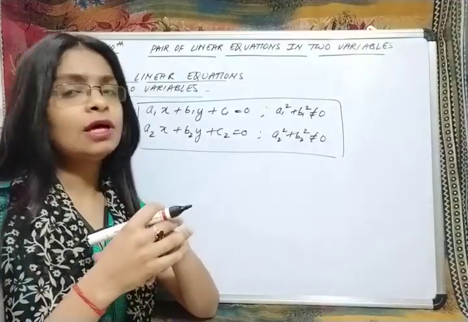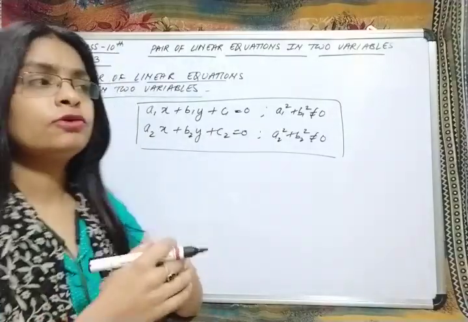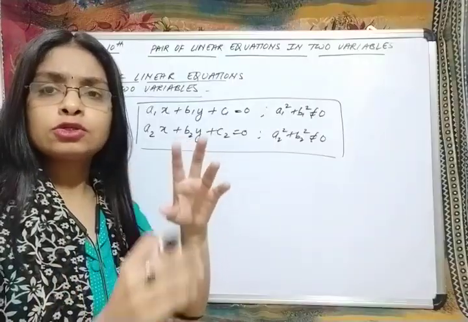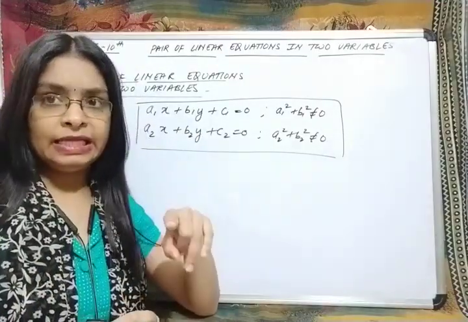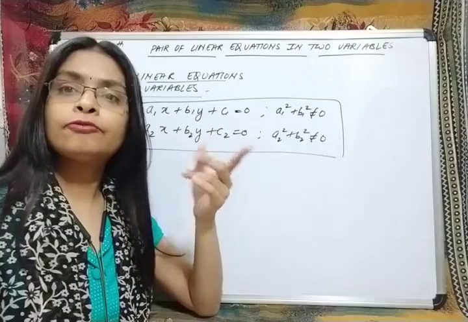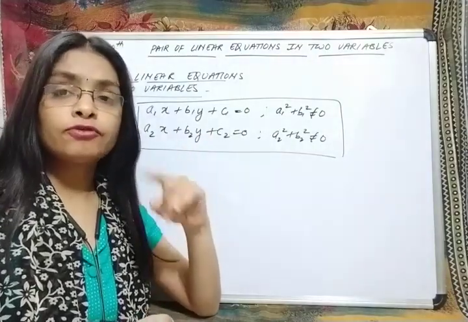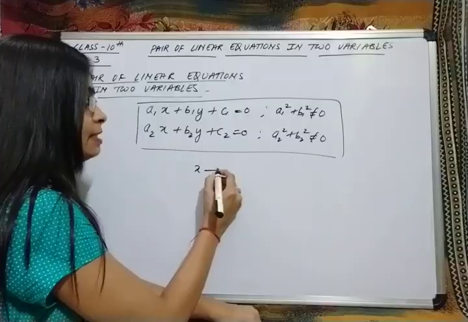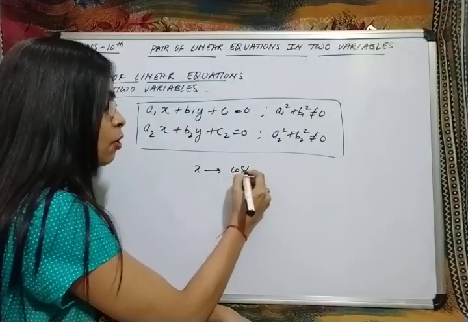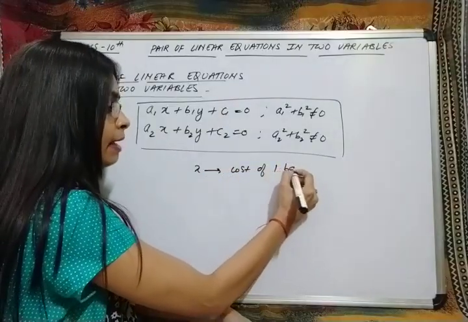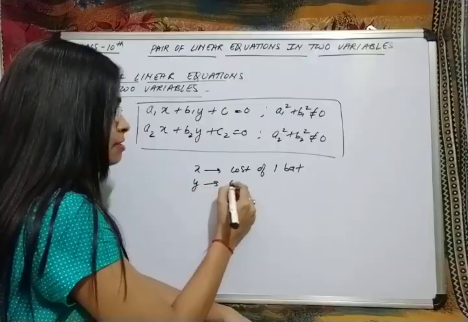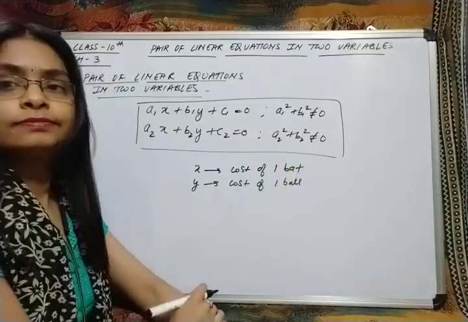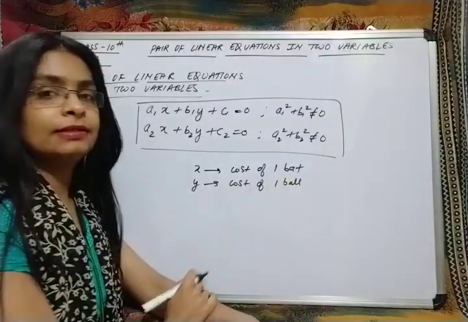Now this situation, how are we going to represent it? We'll just take x as the cost of 1 bat and y as the cost of 1 ball. So x is the cost of 1 bat, and y is the cost of 1 ball.